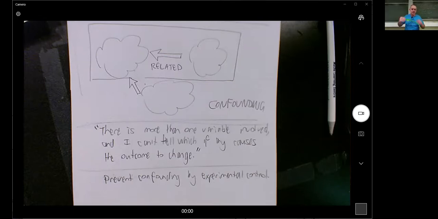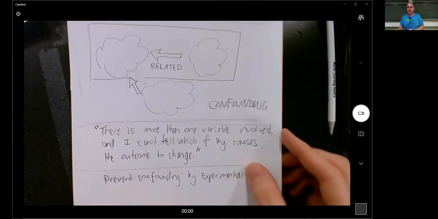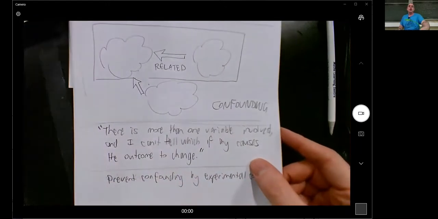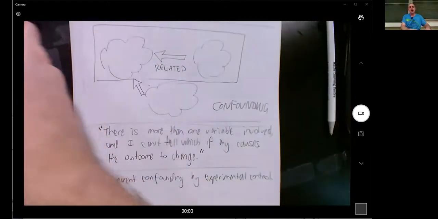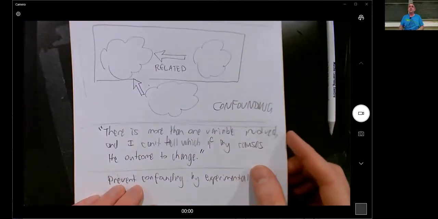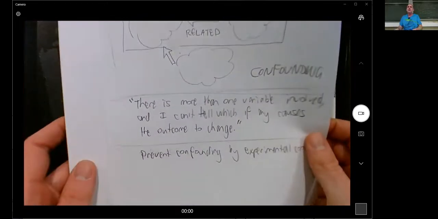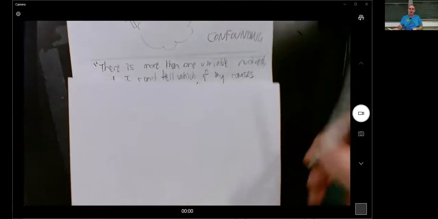What are our other terminologies that go with this? Anyone got one off the top of their head? I don't know. Confounding is the biggest one. Yeah. So confounding is basically a catch-all term for any time this happens where you can't tell what causes the outcome. I just want to point out that it can also happen that the causation's in the reverse direction than you think it is. But I don't know if there's a word for that.